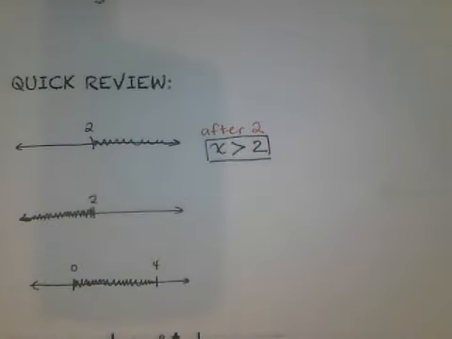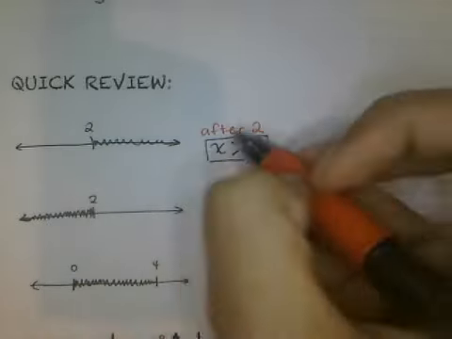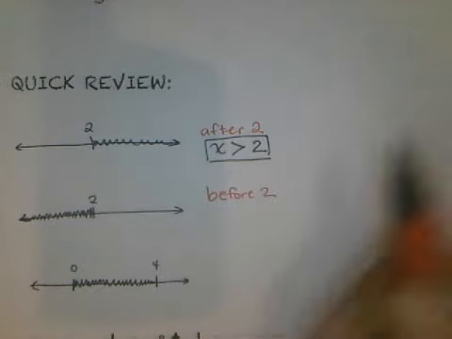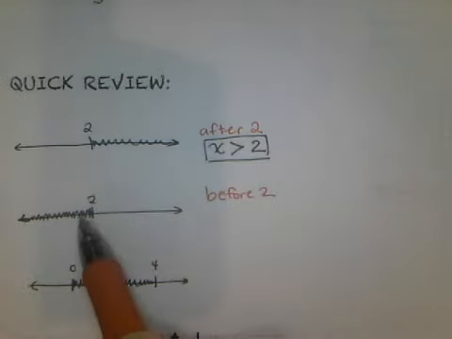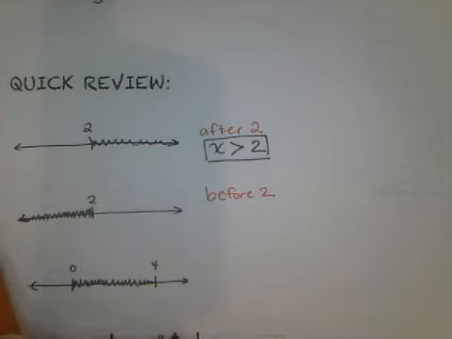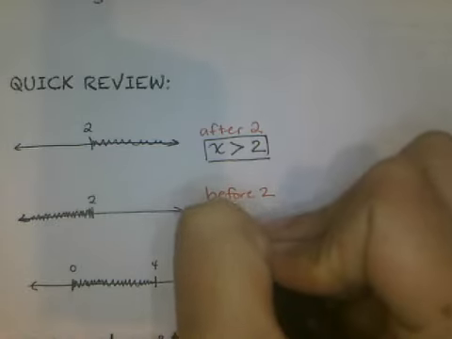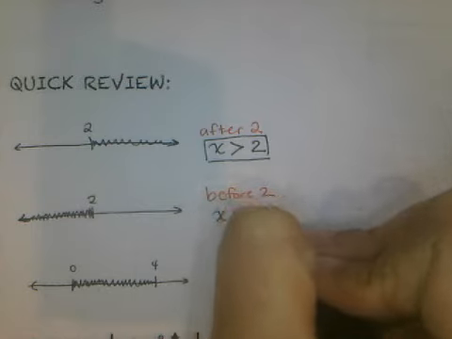By the same logic, if I wanted to describe the second graph, I would probably say that the shading is before 2. Since I can't see where it ends, I have to assume that it continues on forever. So I'm not going to try and name a number on this side. I'll just use 2 as my marking point. To translate before 2 into an inequality symbol, we will use the less than symbol.